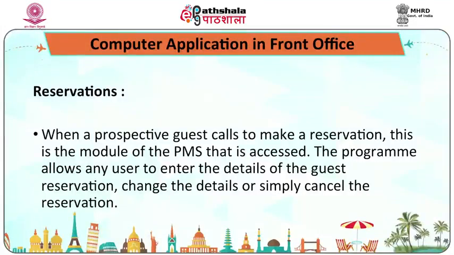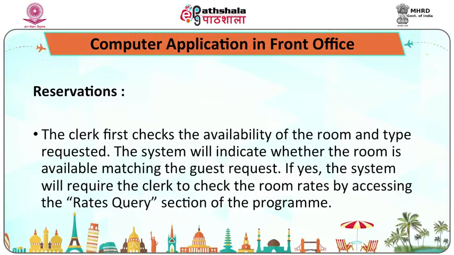Number one, in reservations. When a prospective guest calls to make a reservation, this is the module of the property management system that assists. The program allows any user to enter the details of the guest reservation, change the details, or simply cancel the reservation. The clerk first checks the availability of the room and type requested. The system will indicate whether the room is available matching the guest request.